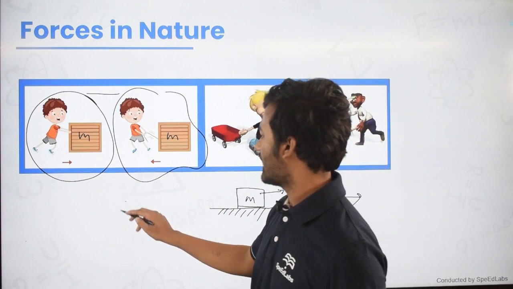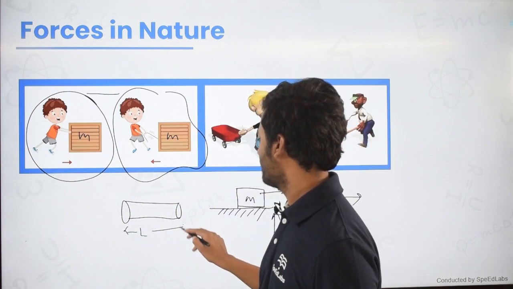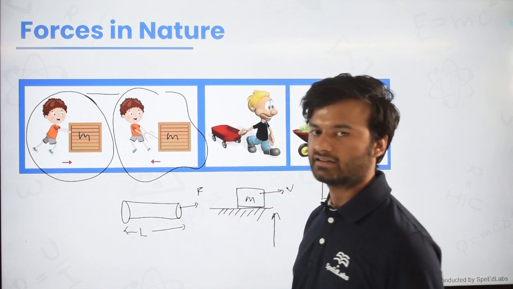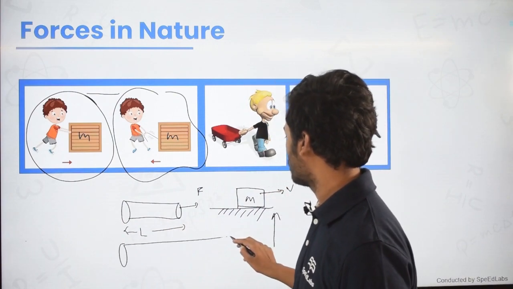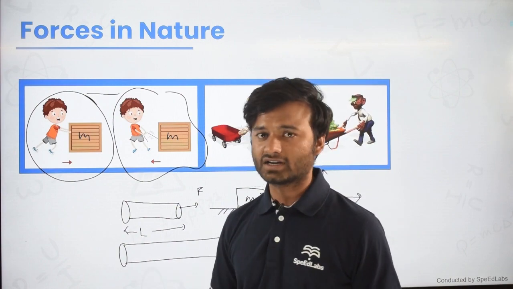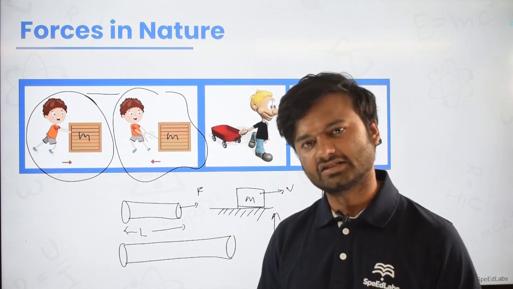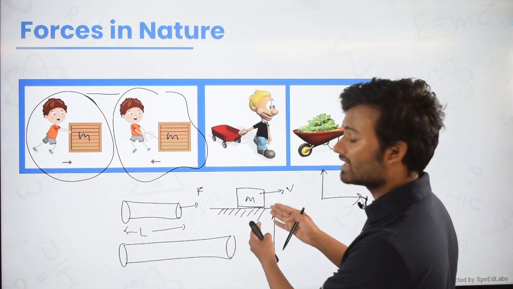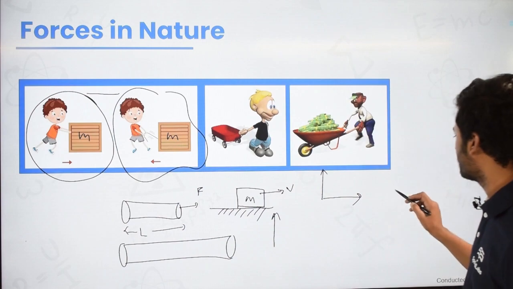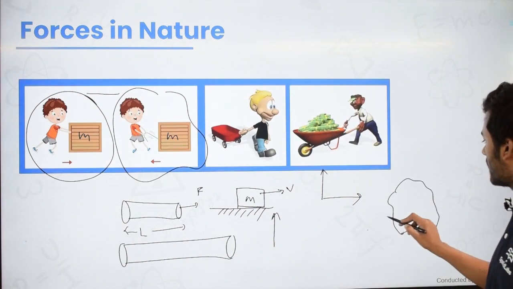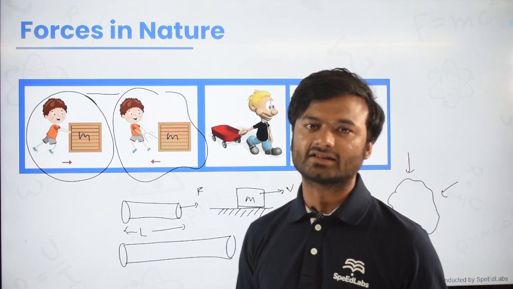Similarly, for example, I have a rod of length L, and if I apply force on the right-hand side, what will be the effect of the force? This force can increase the length of the rod. So force can change the length, and I can say it can change the dimension of the body. It can change the direction as well. If you have a rubber-like structure and apply force in various directions, force can also change the shape and size of the object.